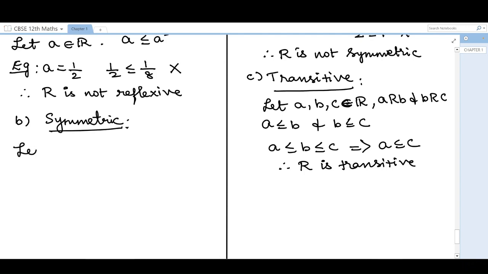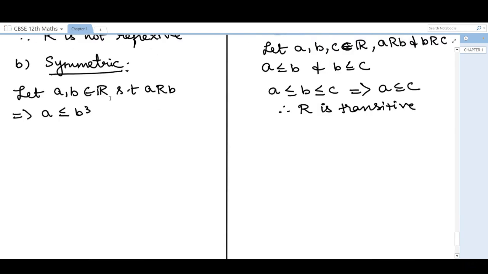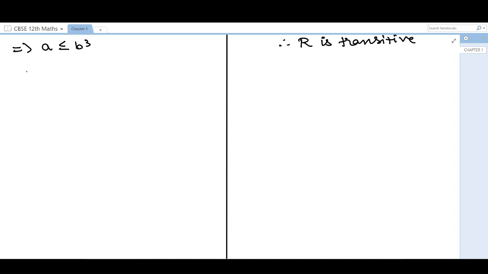So, let us take two real numbers such that A is related to B. That is, A is less than or equal to B cube. Now what we have to verify is B is less than or equal to A cube. But this result is not true.